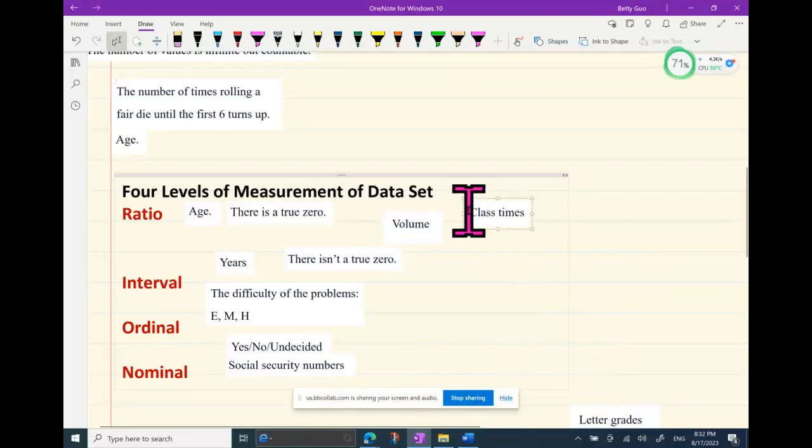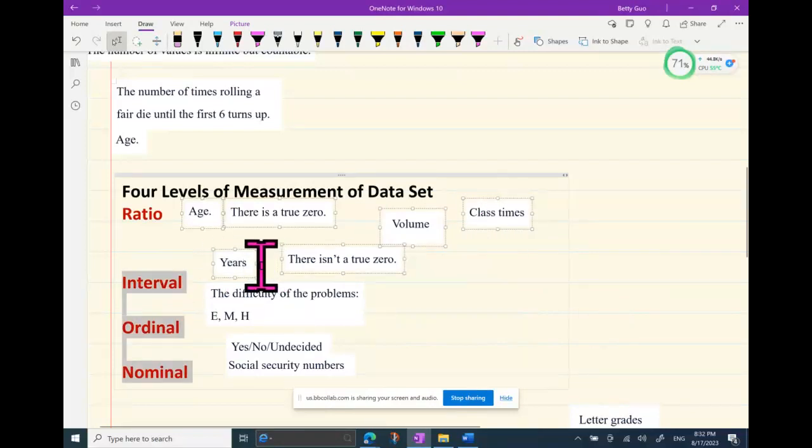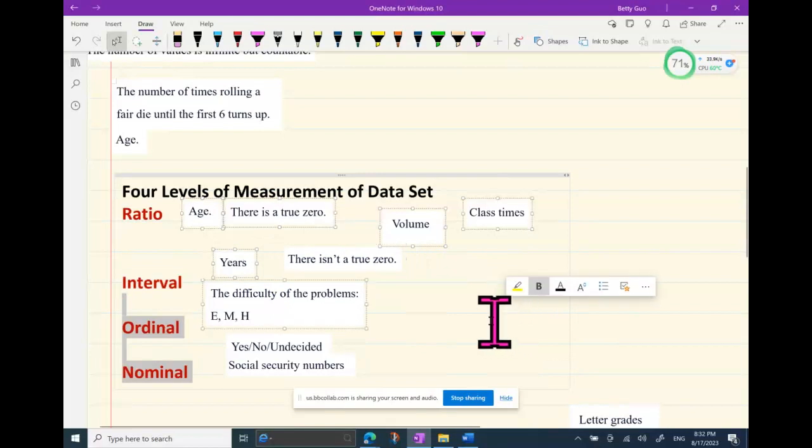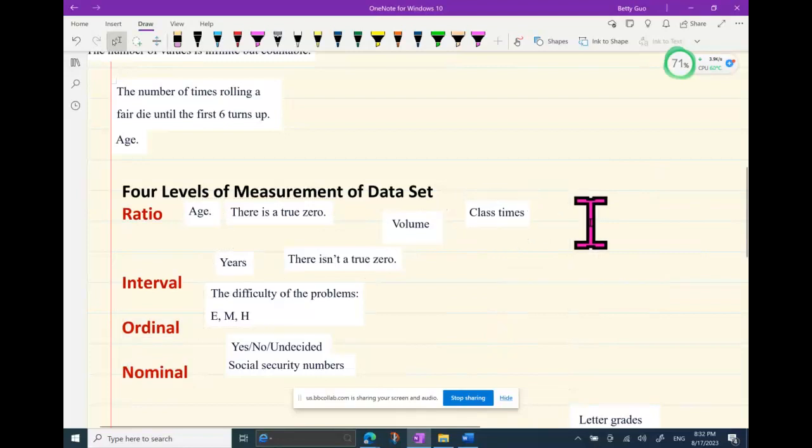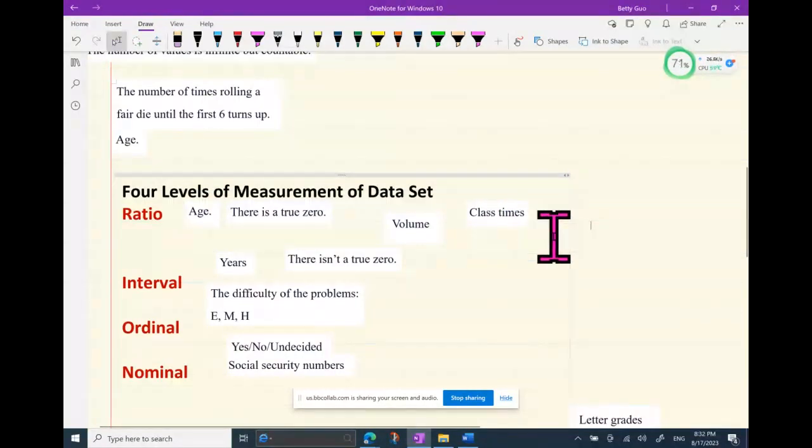Yeah, the reason I put this here is because some people confuse this one with the years, because we just agreed time in years is interval, no true zero, right? And this also has time in it, but this time refers to a period of time, a measurement. A period of time, the time length of a class. So it does have a true zero. So it is a ratio, right?